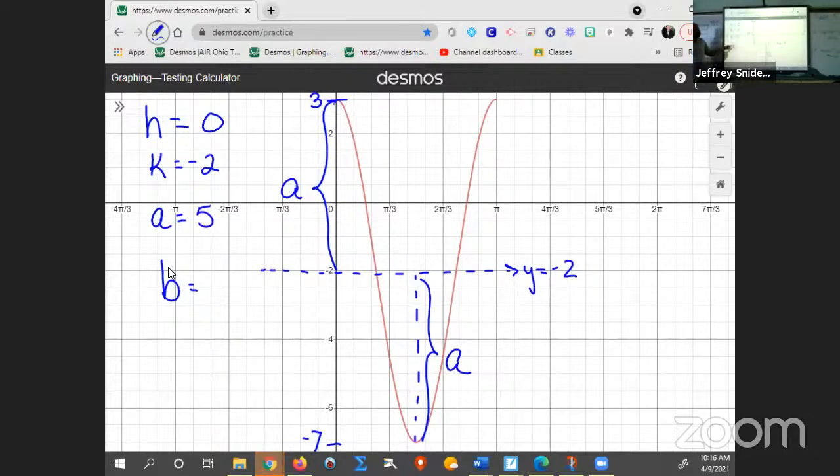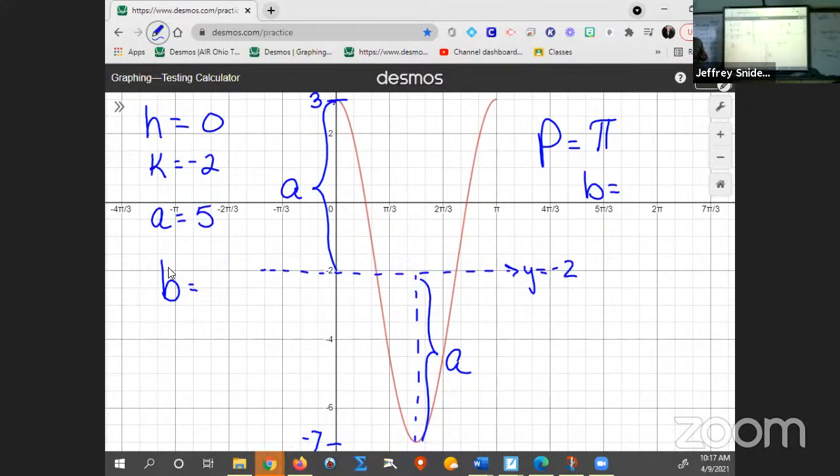Last part of this is B. And B does what? It has an effect. It's the value that affects the period. So on the graph, I have to get the period. What is the period for this? Pi. And then yesterday I said, if you know the period, that the value of B was equal to what? How did I do this yesterday? I wrote it down for you guys.